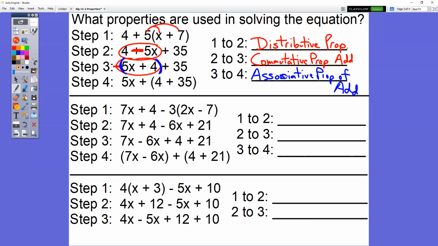Let's take a look at the middle one. So again, in the middle one, how do we get from step 1 to step 2? Our 7x's are the same, our plus sign is the same, our 4 is the same, but they're going from 3 times 2x minus 7 to 6x plus 21. What are we doing here? We are distributing. So this is the distributive property.